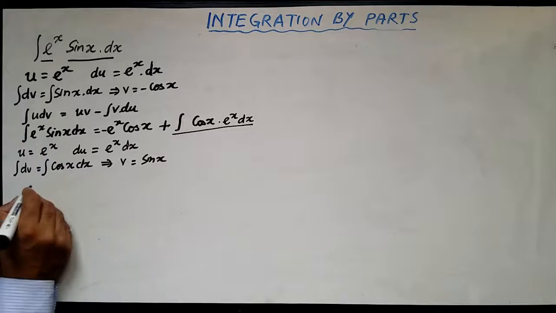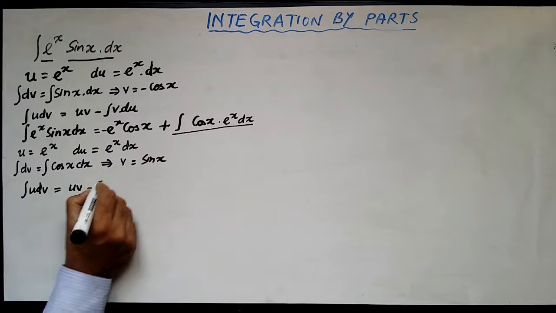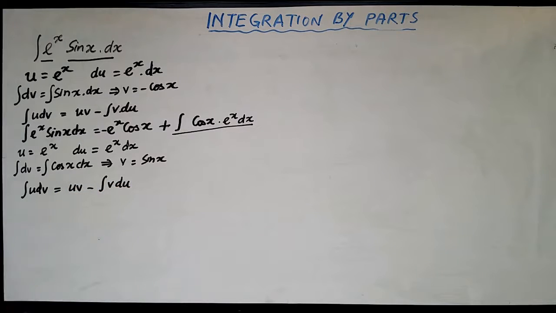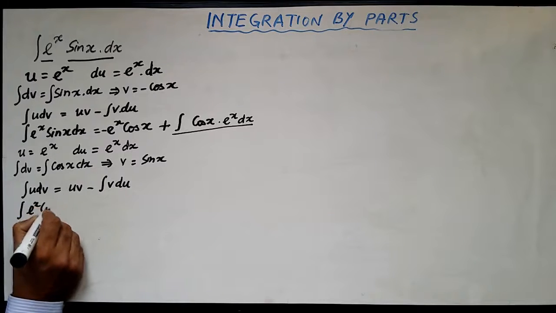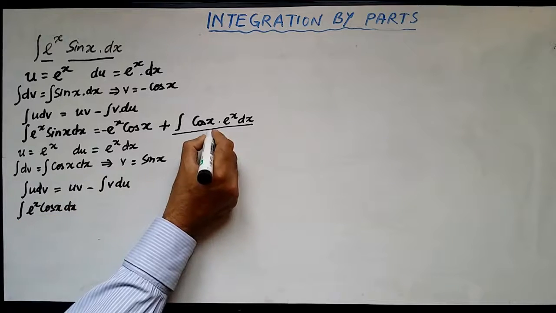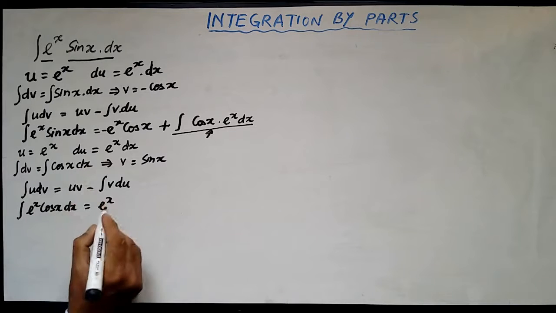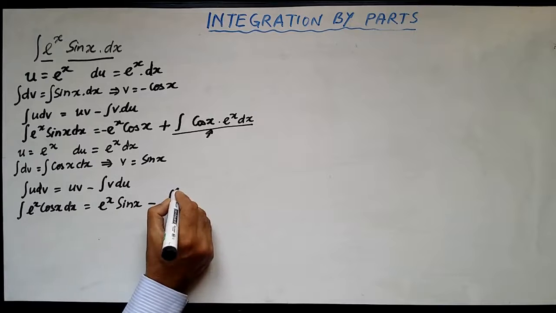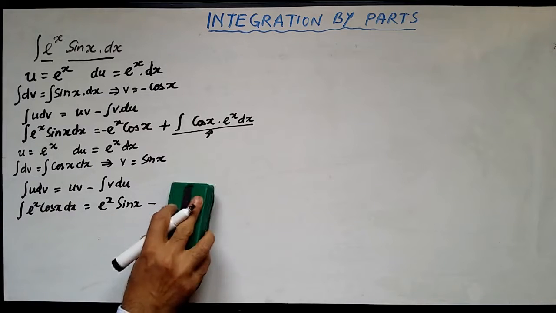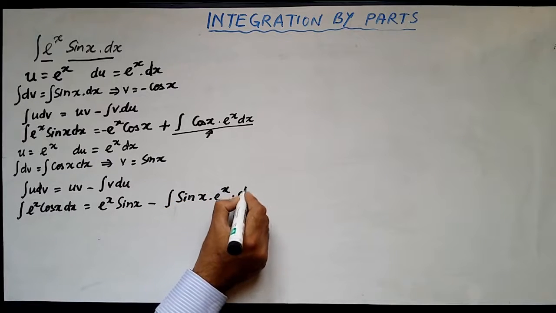Again we apply the same formula that we have applied here. So integration of u dv is equal to uv minus integration of v du. Therefore, what is u dv? U dv is again e to the power x cosine of x dx. That is the expression here. So what is u in this case? It is e to the power x. What is v? Sine of x, and minus integration of v. What is v? Sine of x. So it is sine of x e to the power x dx.